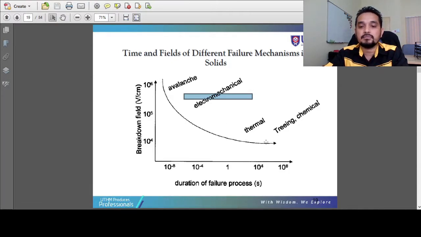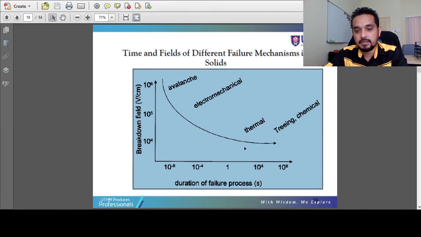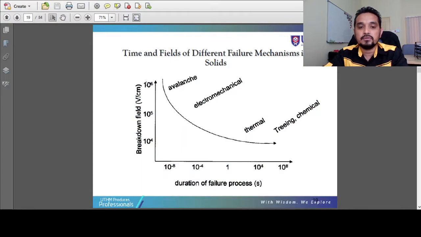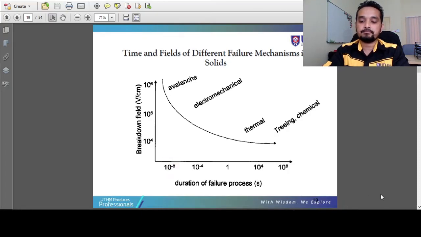So we plot breakdown field as a function of time, and then we will have this kind of curve. So you know the reason why this is high and this is short, and why this has a lower electric field breakdown, and this one is a function of time. It is to the power of 8, right, in which this one is minus 8. So we can really see the difference.